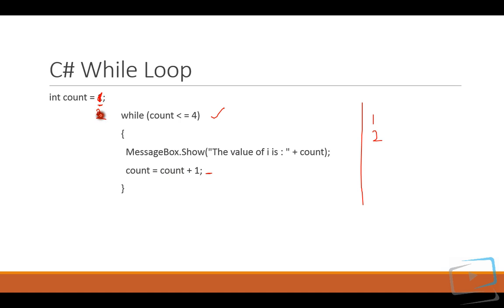So instead of 2 you'll have count as 3. 3 is less than 4, which is again valid, so you again execute this statement and 3 is printed. Again your count is incremented by 1, so now your count value is 4. While count 4 is less than or equal to 4, this is true, so it executes this statement and that is printed. Next, count is equal to count plus 1, so you have 5.